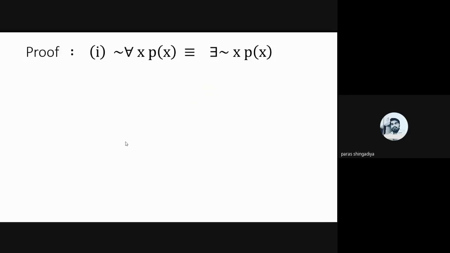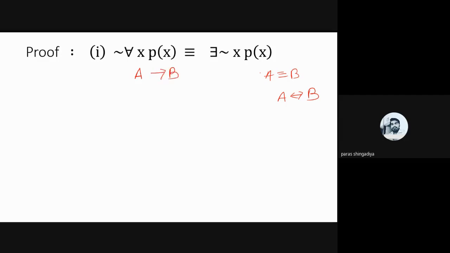First statement of the De Morgan law for predicates. The first statement is negation every x Px is logically equivalent to there exists x negation Px. So how can we prove that? We have the condition of logical equivalence: if A is logically equivalent to B, then A biconditional B should be a tautology. So how can we prove that? First we consider A, and by using this A we'll prove B.